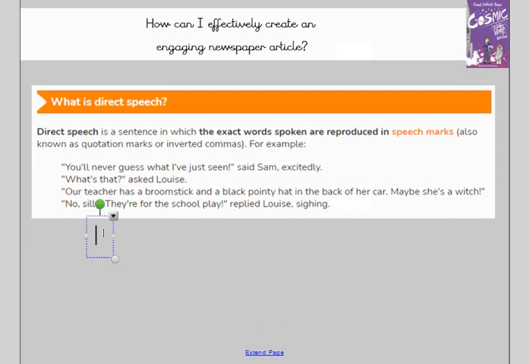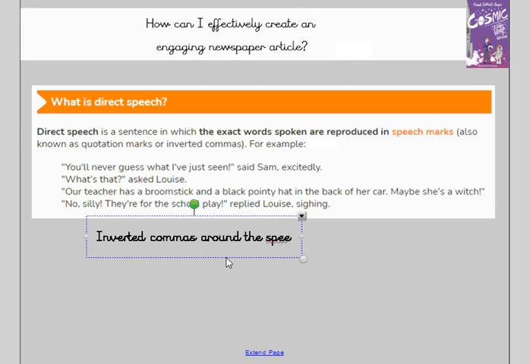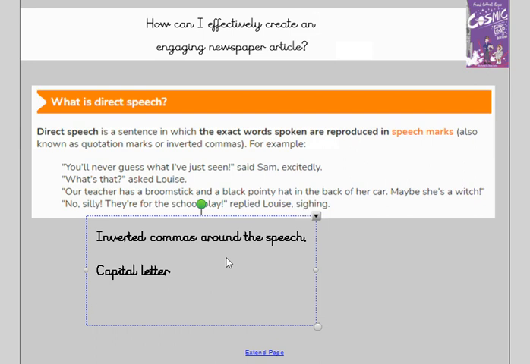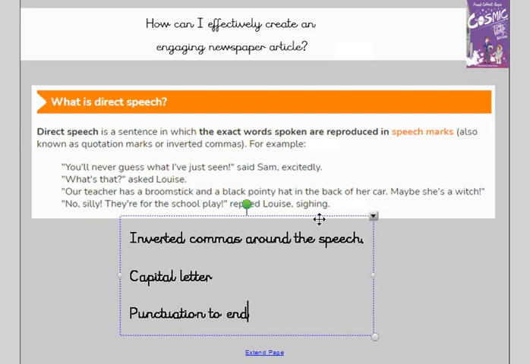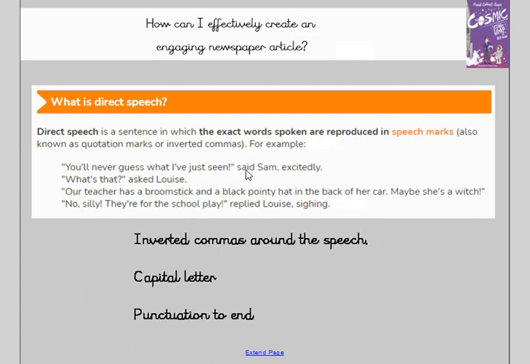So, let's make a list of what we need. Inverted commas around the speech, a capital letter to start, and punctuation to end.